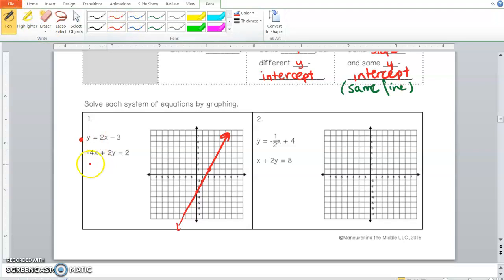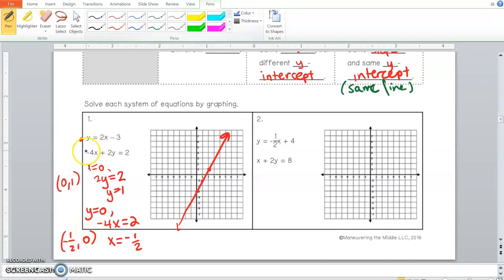So if I sub 0 in for x, so if x is 0, I have 2y equals 2, which means y is 1. So I have a point (0, 1). If I make y equal to 0, I'd have negative 4x equals 2, and x equals negative 1/2. So I'd have (negative 1/2, 0). This might be a little harder to graph, but we're going to give it a shot anyways. This line's going to be in blue.